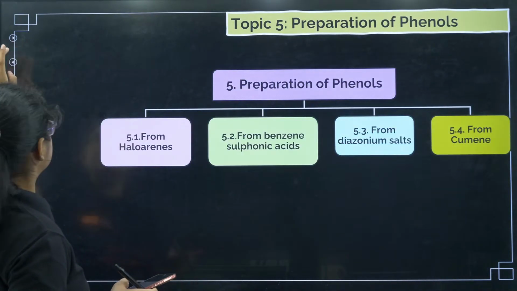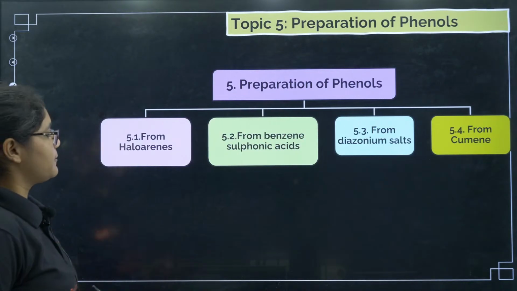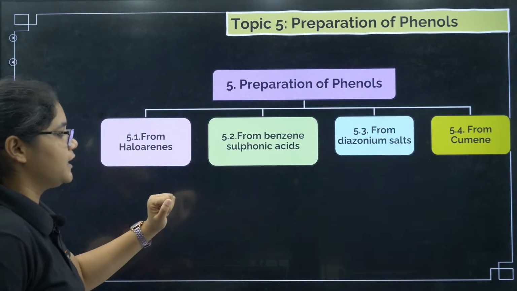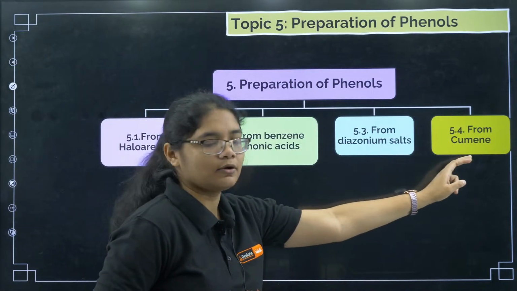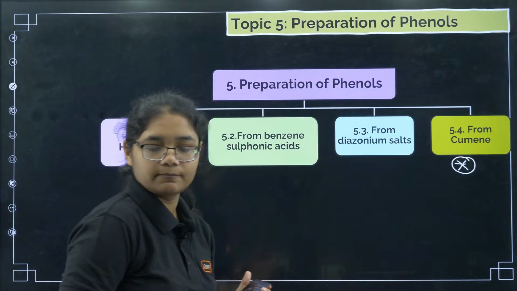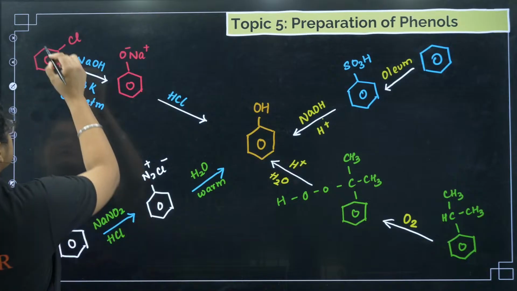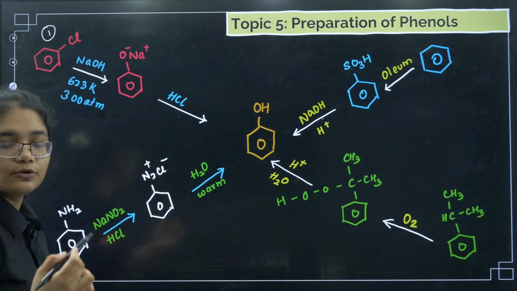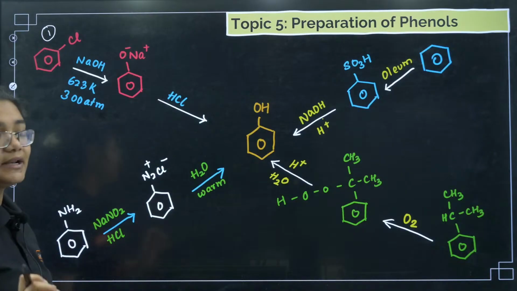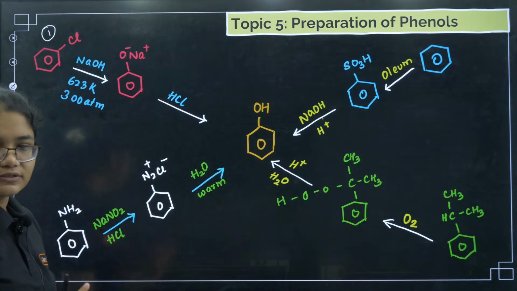Okay, so next we will see how to prepare phenols. Methods of preparation of phenols: first one is from haloarenes. Next we have from benzene sulfonic acid, from diazonium salts, and from cumene. This is a very important method from which we get questions every year, so mark that one. So from haloarenes, how can we get phenol? You can take any haloarene and treat it with NaOH at high pressure and temperature. The Cl minus will be replaced with OH and we will get phenol. That is the first one.